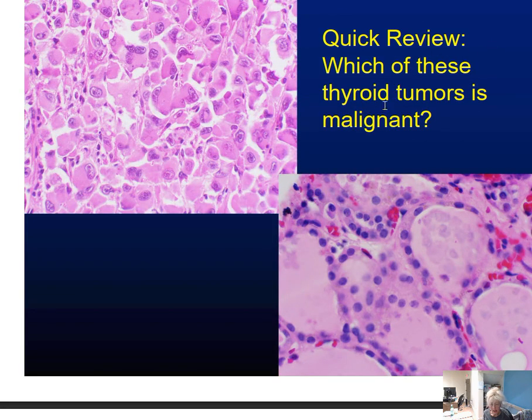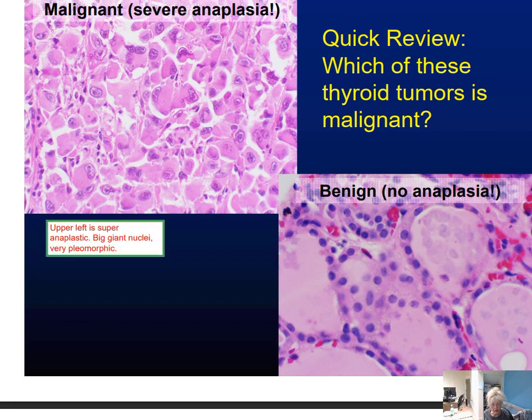Which looks malignant to you? Well, let's take a look. Disorganized versus organized. This is benign, no anaplasia. Here we have severe anaplasia. It's disorganized, right? Pushing borders, split, multiple mitoses.